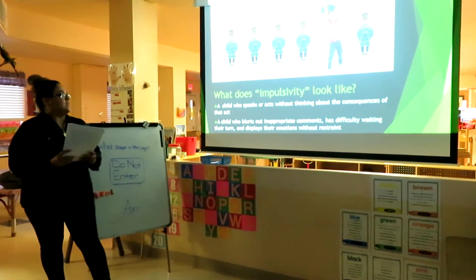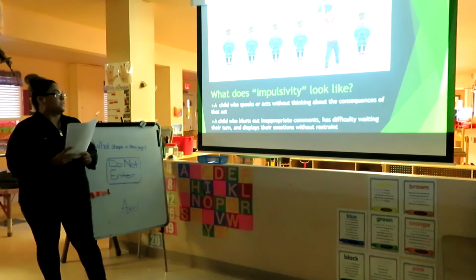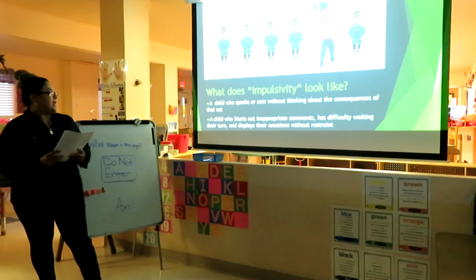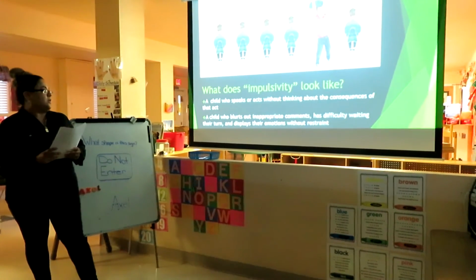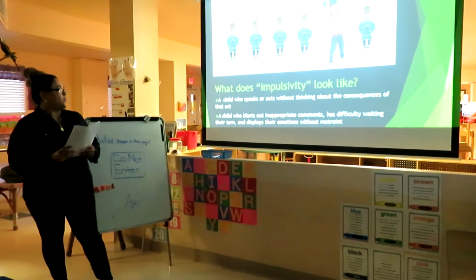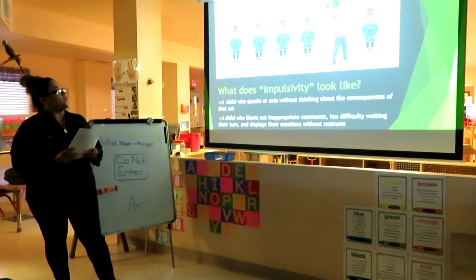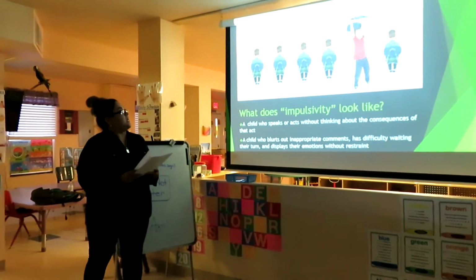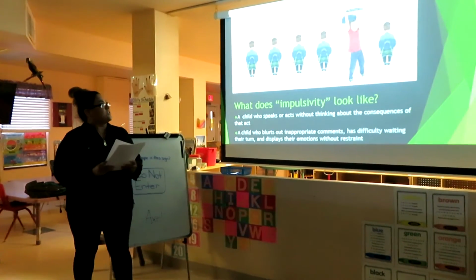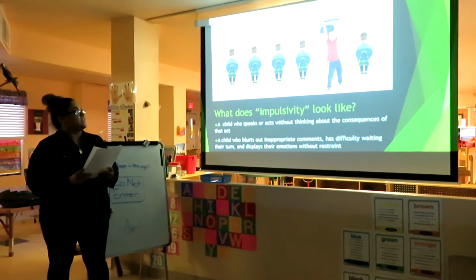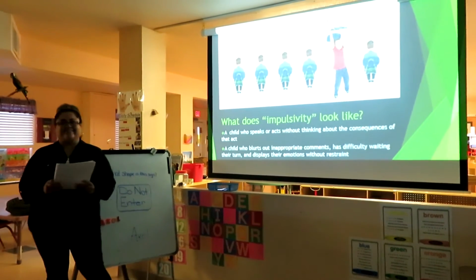What does impulsivity look like? A child who speaks or acts without thinking about the consequences of the act. A child who blurts out inappropriate comments, has difficulty waiting their turn, and displays their emotions without restraint. Here's a child who's picking up a chair, and the other ones are sitting quietly while this one's having fun with the chair in the air.